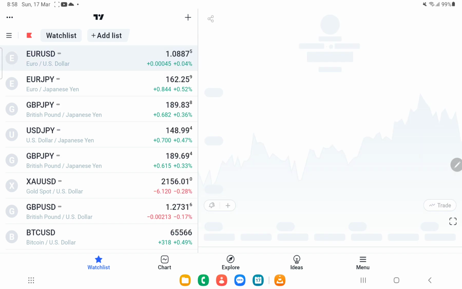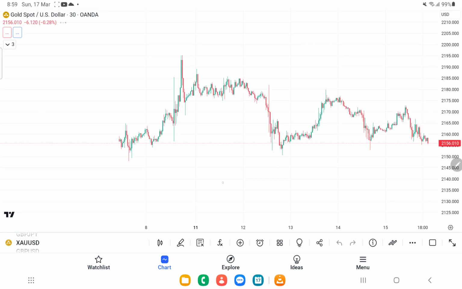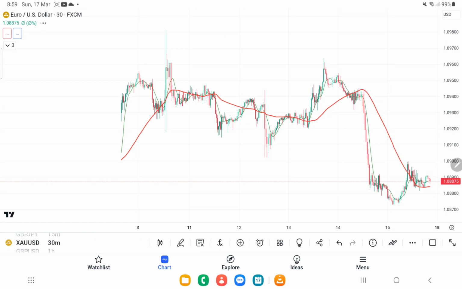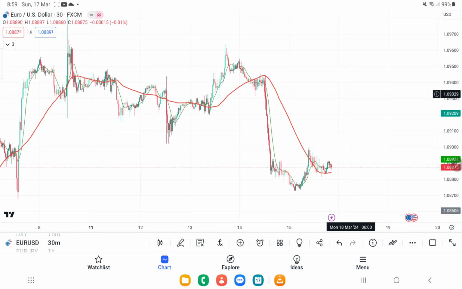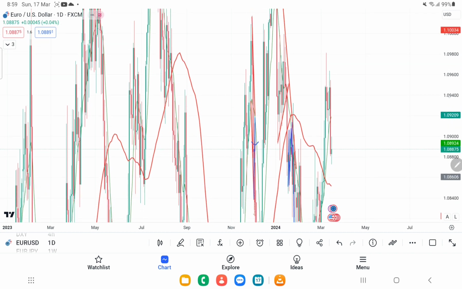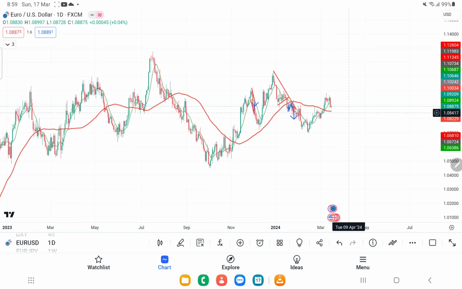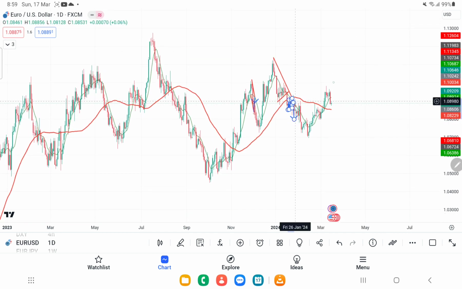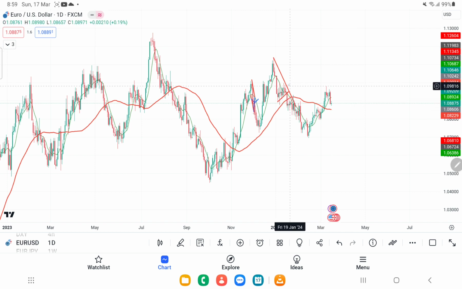Okay, so first, let's look at the Euro USD chart and see where it potentially could go. All right, so I'll switch to the daily time frame. This was our previous analysis, so I'll get rid of that so that we can analyze from the start. Delete.